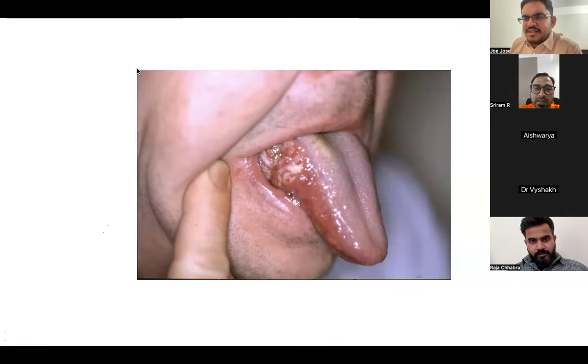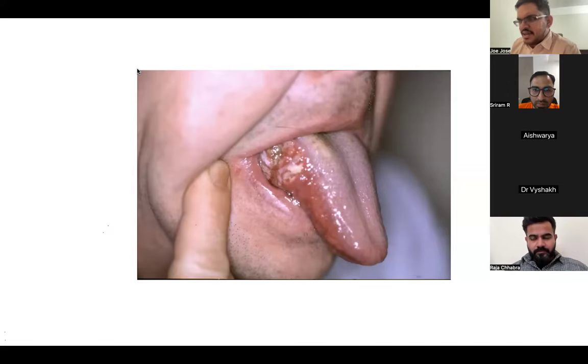So I'll just quickly tell you. The high risk features are extracapsular extension and the presence of margin positivity. The other features are, like you said, T3, T4, LVI, PNI, worst pattern of invasion 5. All of those can be reasons to give adjuvant RT.